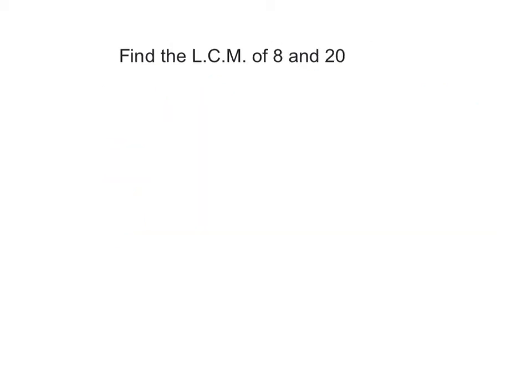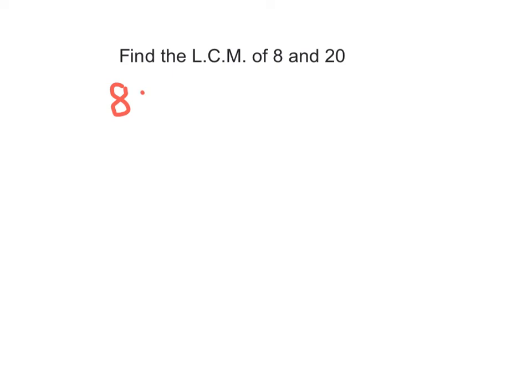All right, here's our next example. Pause your video, make a list of the multiples of 8 and the multiples of 20, and then find the least common multiple. Welcome back from pausing the video.